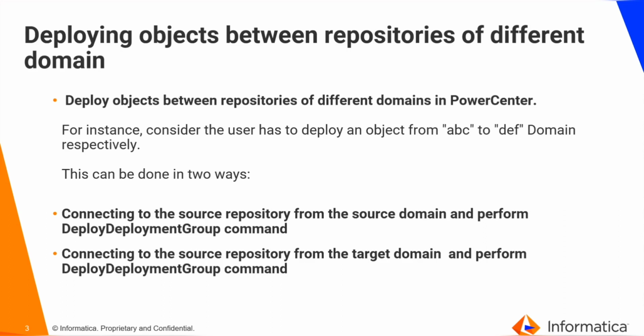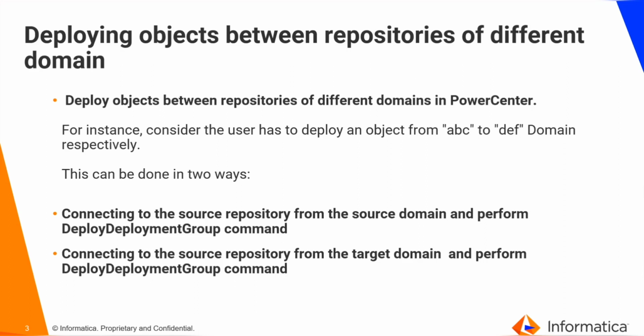For instance, consider the user has to deploy an object from domain ABC to domain DEF. This can be done in two ways. The first is connecting to the source repository from the source domain and performing the deploy deployment group command. The second way is to connect to the source repository from the target domain and perform the deploy deployment group command.